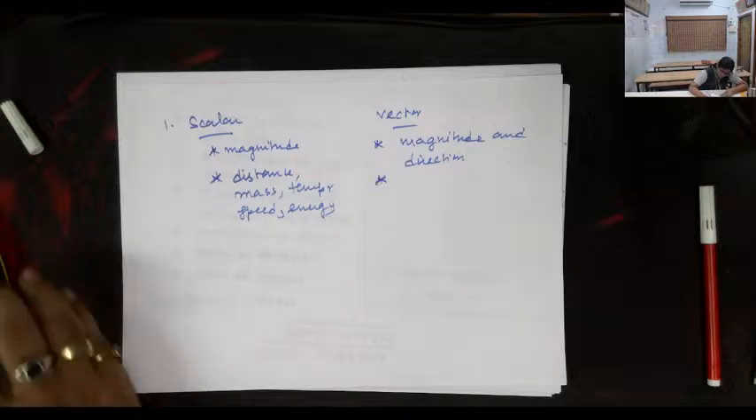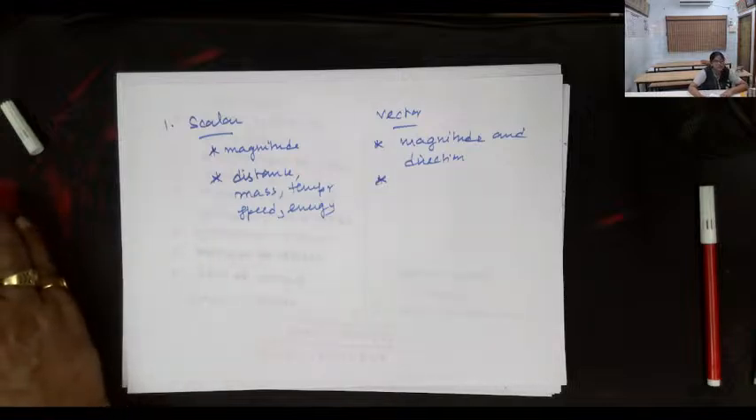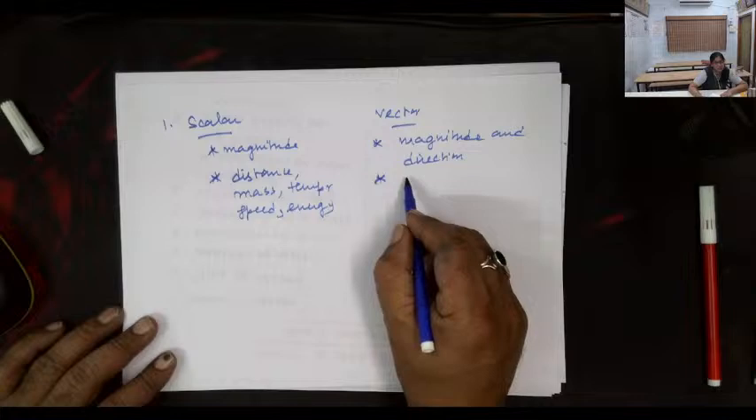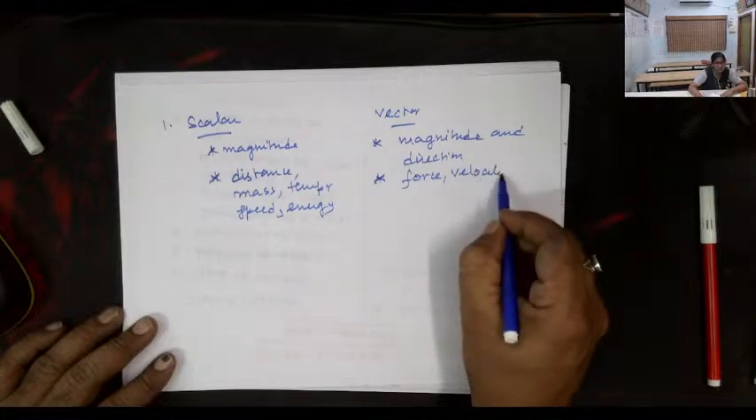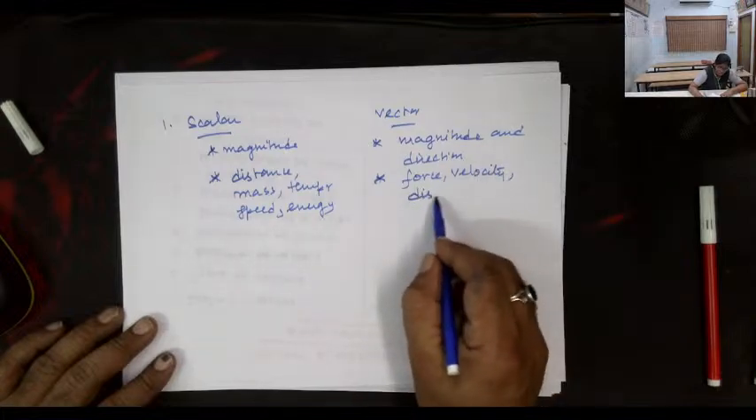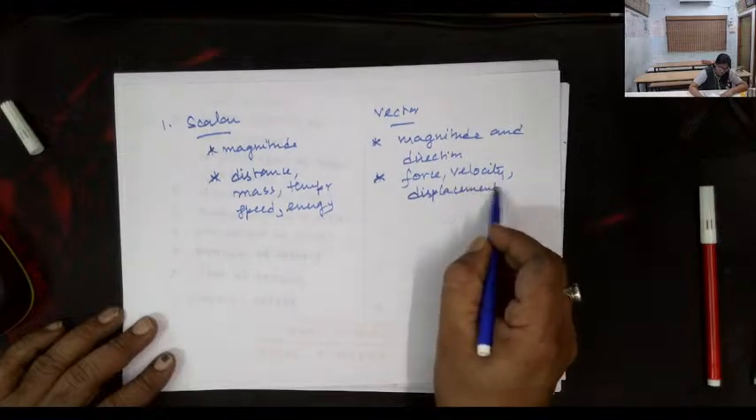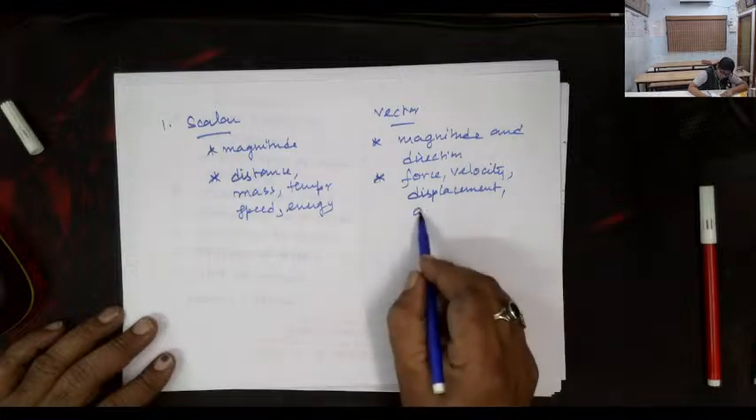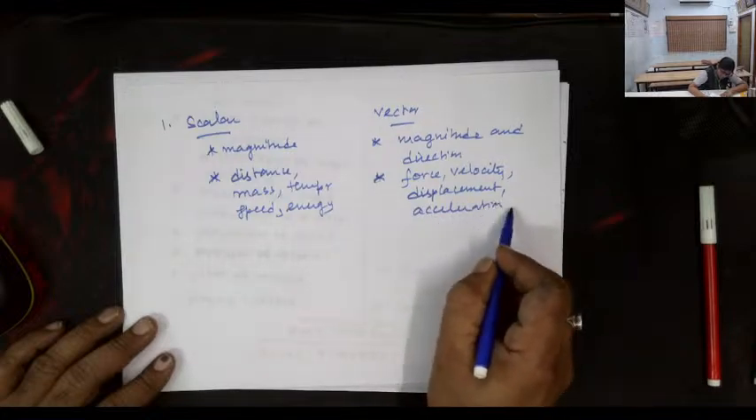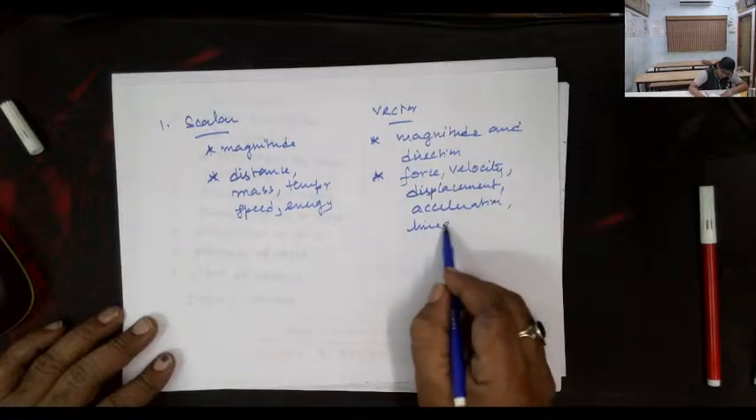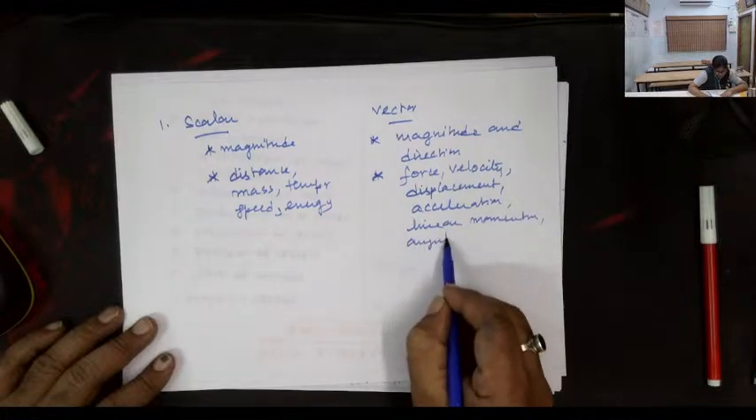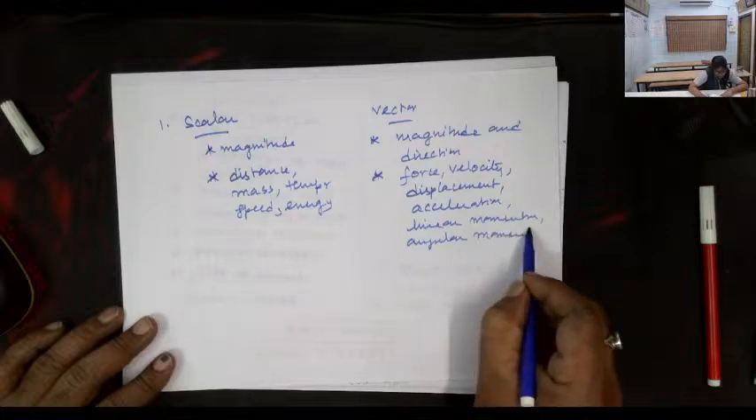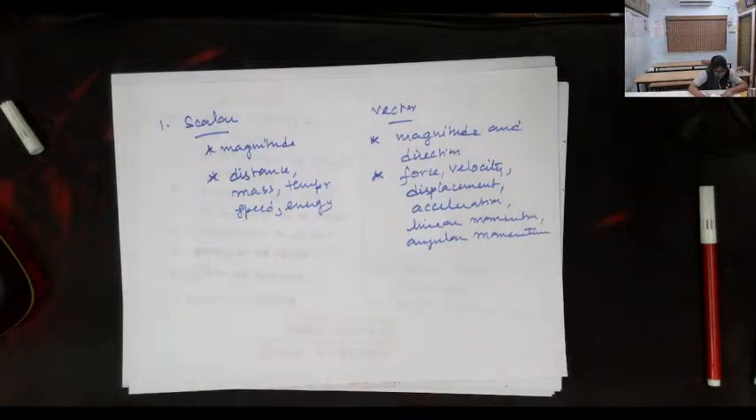whereas vector examples are force, velocity, displacement, acceleration, linear momentum, angular momentum. So these are all vector quantities.